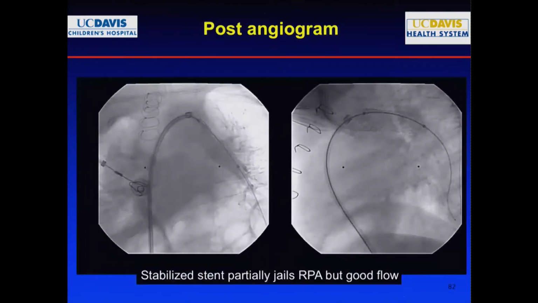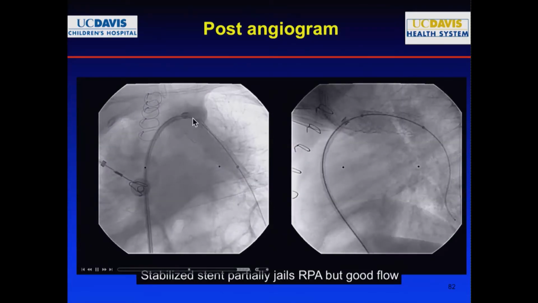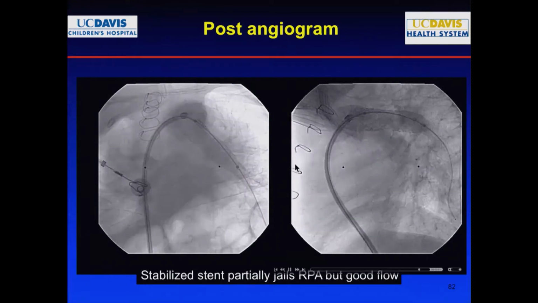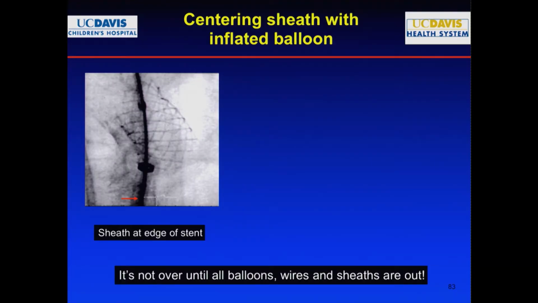So by doing that, you're able to open everything up. Obviously, the trade-off is that you notice that it partially jails the RPA, but there's no obstruction of flow. So you're fine. You got yourself out of trouble for that. But that's another way of doing it, trying to stabilize it by using a second stent.